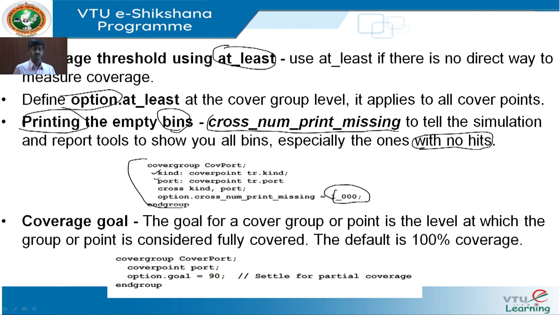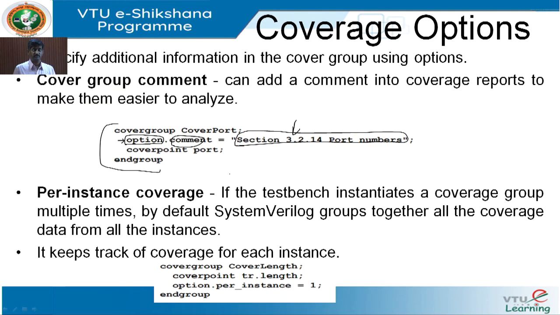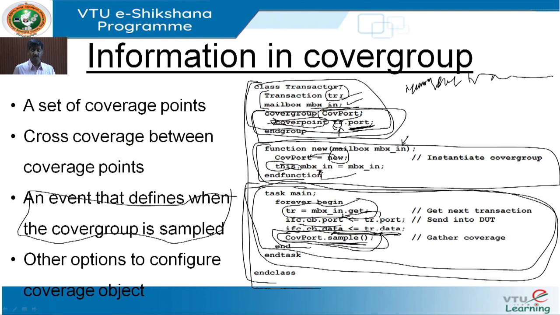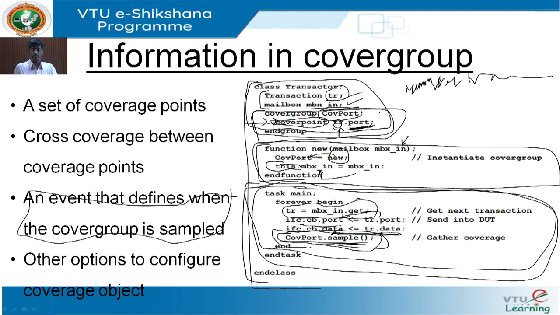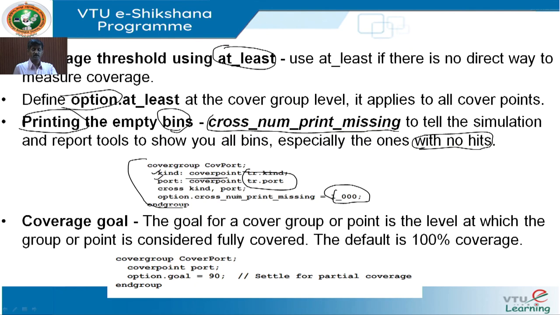So I will use two variables, kind and port. I am initializing kind and port with the transaction under a coverpoint. Our coverpoint is defined here, so I am looking at the coverpoint as a construct with the transaction as tr. It's also in one covergroup, the one covergroup you have taken here, cov_port. Here also I am taking cov_port and remodifying it: kind coverpoint tr.kind, port coverpoint tr.port.